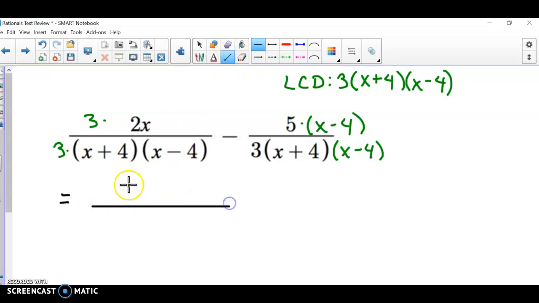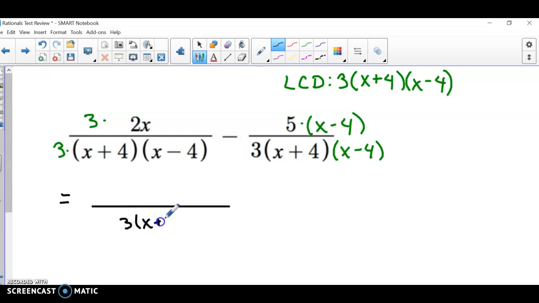And now I've got my least common denominator on both of these. So this denominator is now 3 times (x plus 4)(x minus 4), and so is this one, so that's why I can combine them now. So I have 3 times 2x up here, which is going to give me 6x, minus, and notice I need to subtract this whole term, minus 5x.